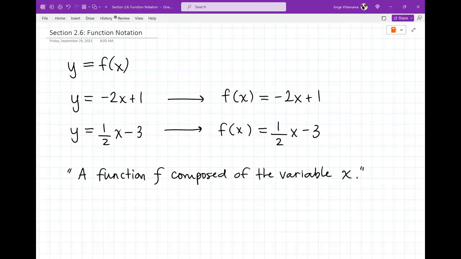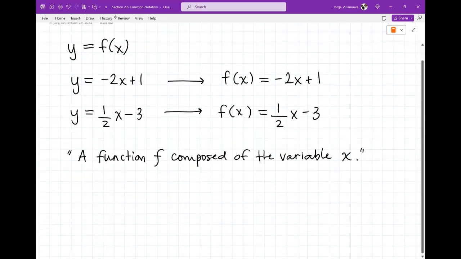Now we try to stay away from O of x, because that looks like 0 times x. We try to stay away from S of x, because that looks like 5x. Right? Certain things, we don't really use the letter L of x, unless the letter L is in cursive. Then we might use it. But certain letters we won't use, but for the most part, any letter is okay. All right? So you could have A of x, B of x, C of x, okay? But it's a function composed of a specific variable, okay?